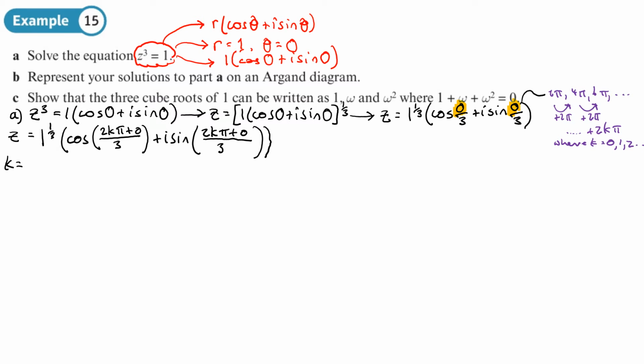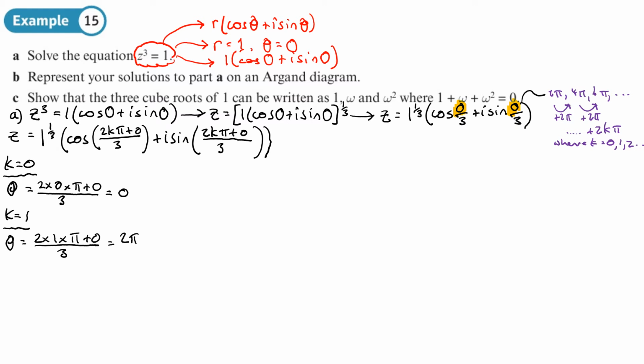So if k is 0, what argument do I get? I'm basically not adding anything to 0, then dividing it by 3, so I get an argument of 0. When k is 1, that will give me 2 pi over 3, so a different argument. Now, if I hadn't added these multiples of 2 pi here, I wouldn't have got this argument. I would have just got that one and think, right, that's the only root, but there are more.